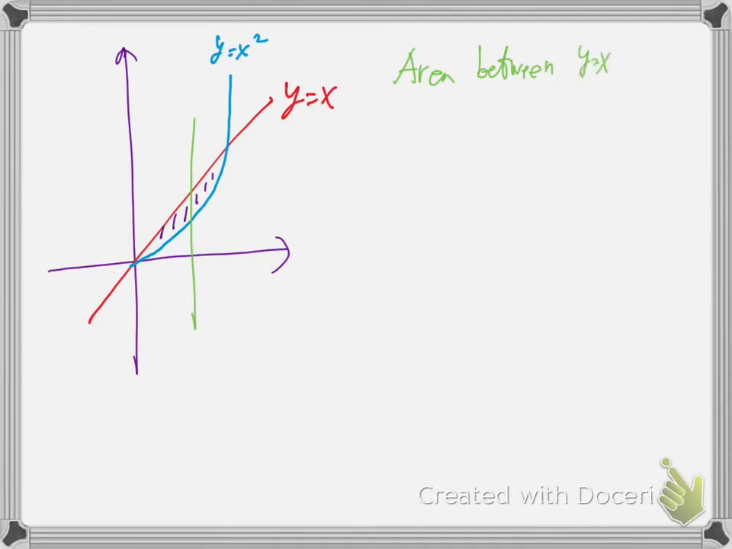y equals x and y equals x squared, right? First you have to know the bounds. They meet here at 0 and they also meet here at 1, since 1 squared is equal to 1. So our integral will be from 0 to 1. Now we expand this green cutting line a little bit.